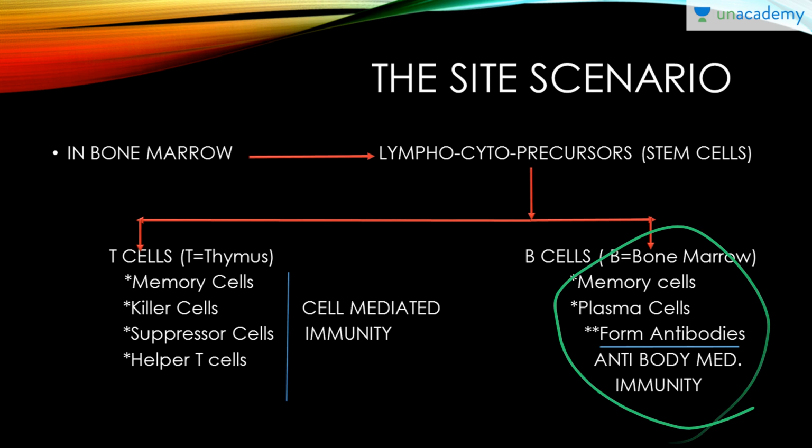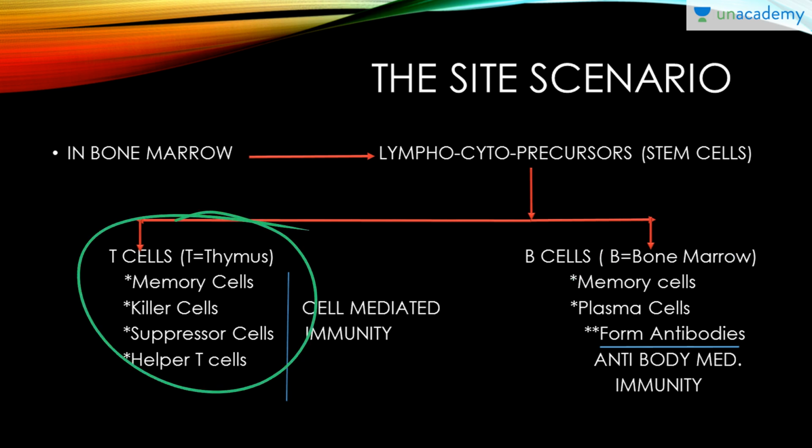Here T stands for thymus in T cells and B for bone marrow. Now just understand the difference. The naming is different, and the memory cells both have in common. The naming is different just on the basis of where they get matured. The T cells and B cells, since both are formed in bone marrow, have the same origin, but the T cells get matured in the thymus gland.